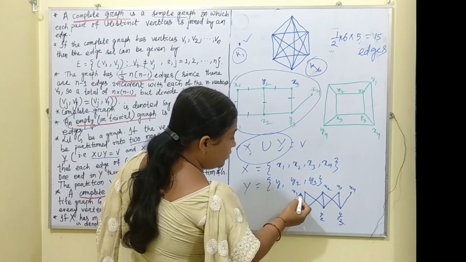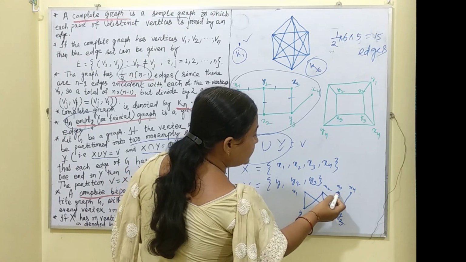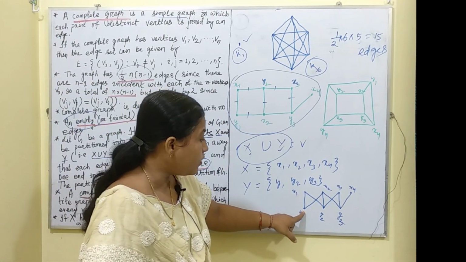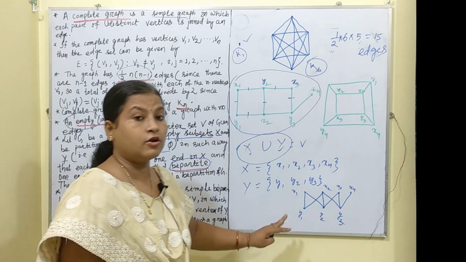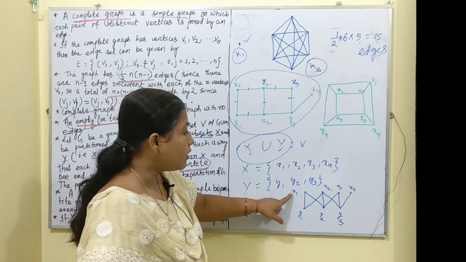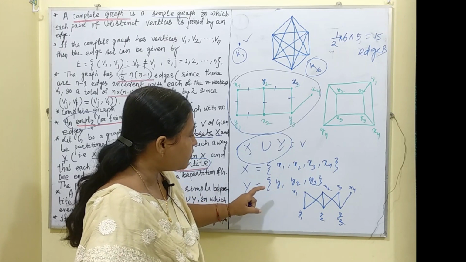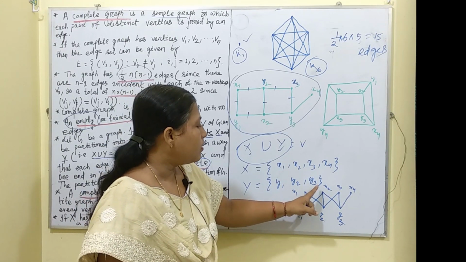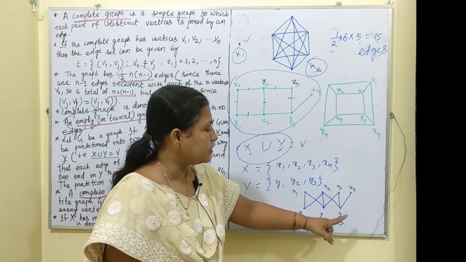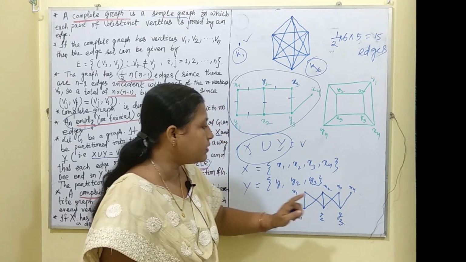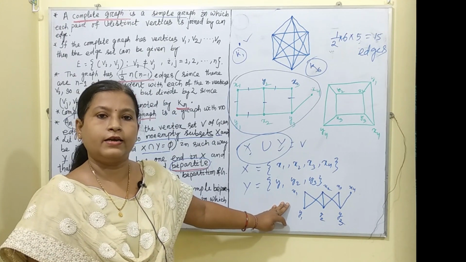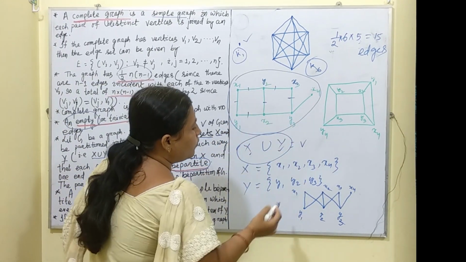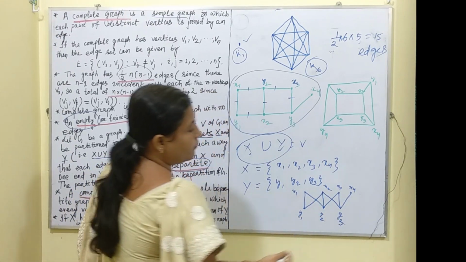So here X1, X2, X3, X4 are not joined with edges among themselves, and Y1, Y2, Y3 are not joined with edges among themselves. From the X set to the Y set there are edges: X1 to Y1, X2 to Y2, X3 to Y3, X4 to Y3. So this is a bipartite graph with 7 vertices.